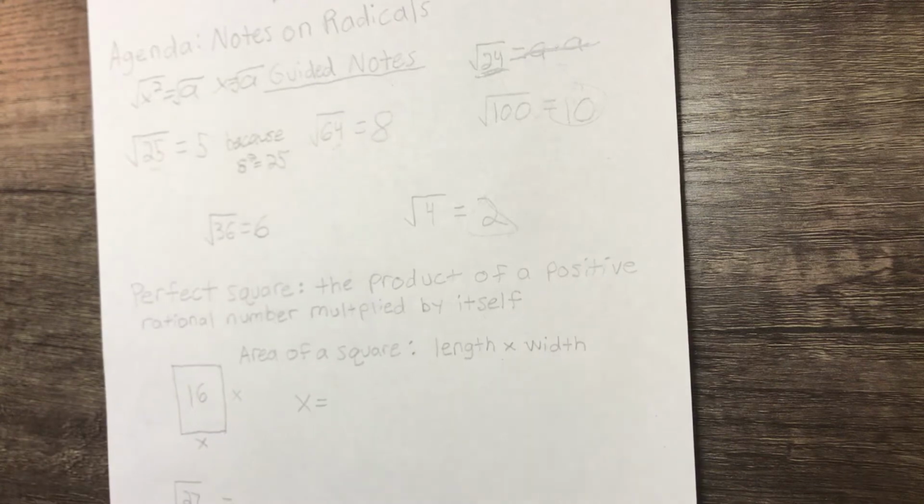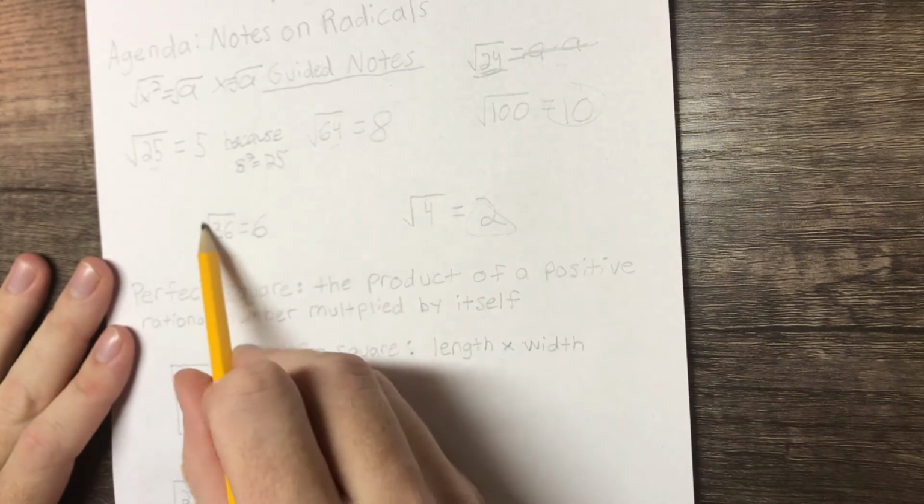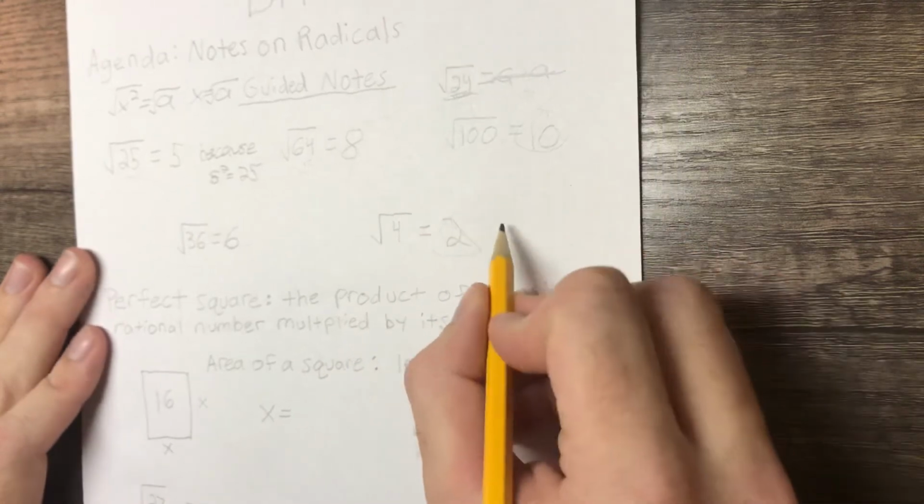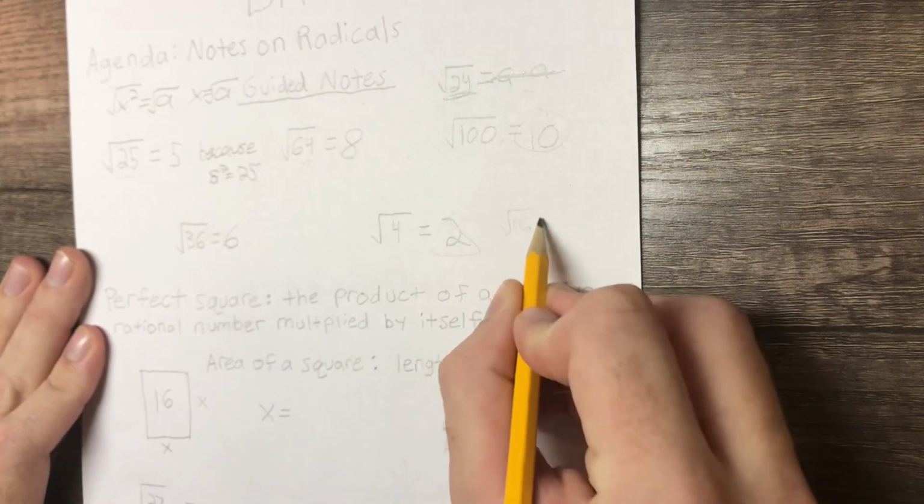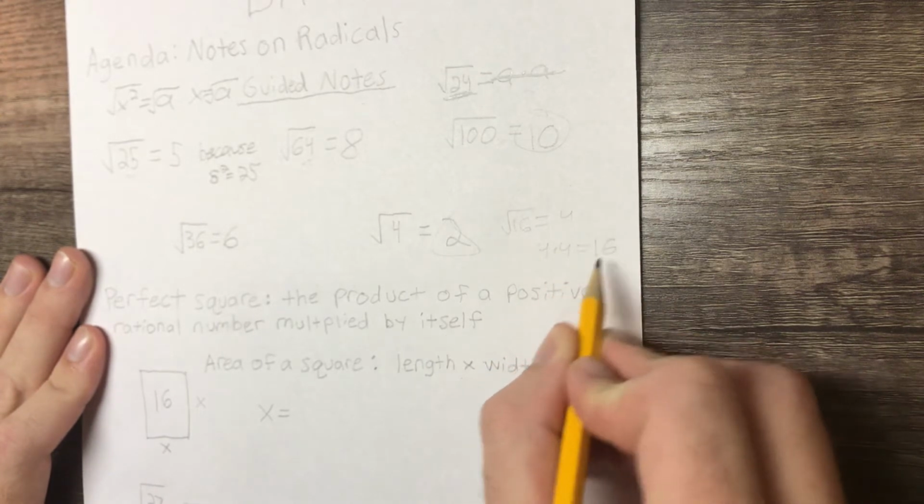These numbers where it's multiplied by itself are called perfect squares because they line up evenly. So square root of 36 can be 6. Another example that's not on here would be the square root of 16. The square root of 16 is 4 because 4 times 4 equals 16, right?